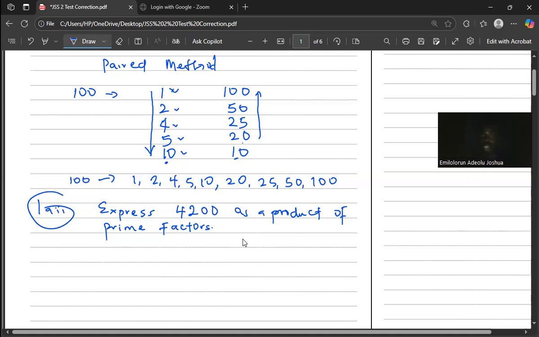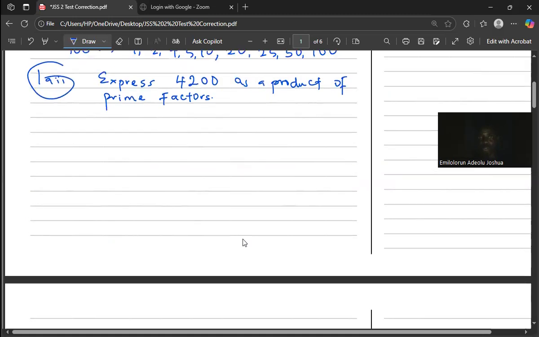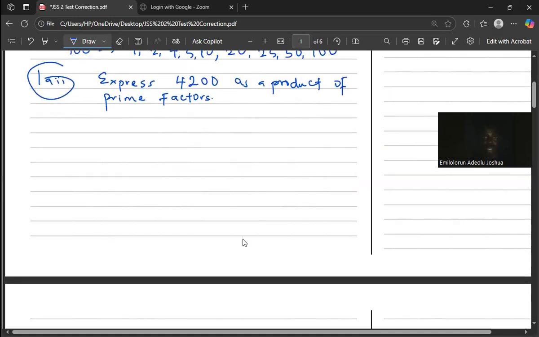Okay, so we want to express 4,200 as a product of prime factors. I think we've done something like this before, but let's do it again. You're going to be writing 4,200, probably making use of a long division like this. So before you start your division, you write out prime numbers.